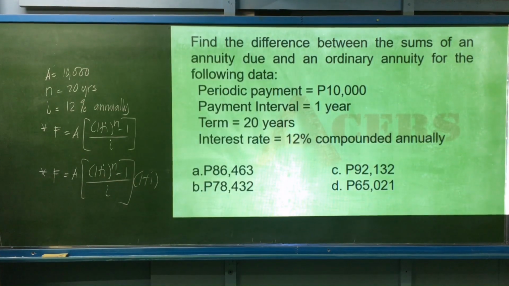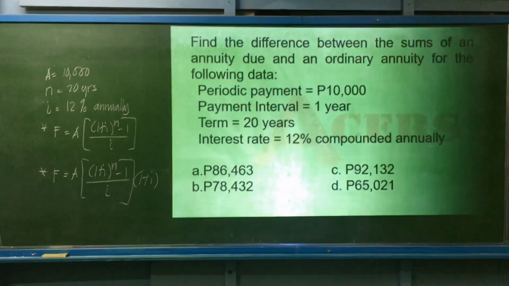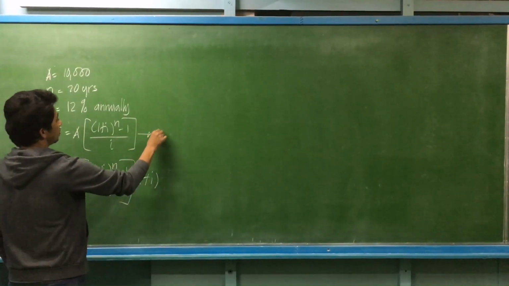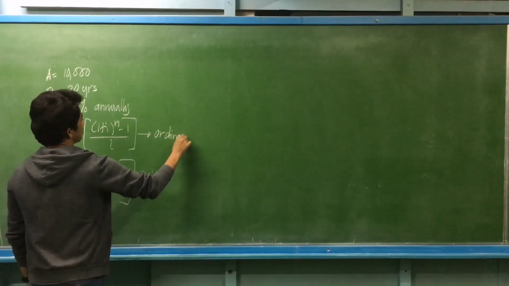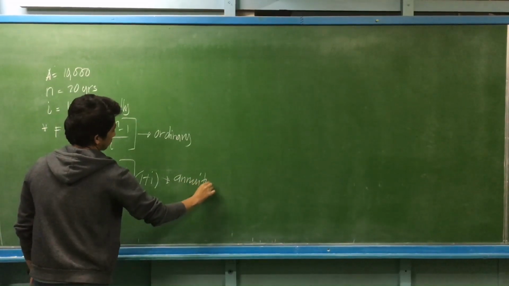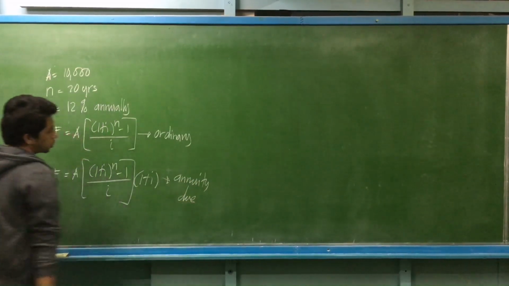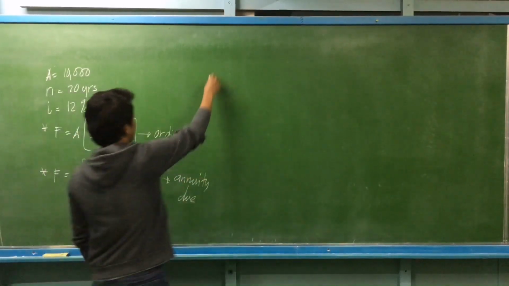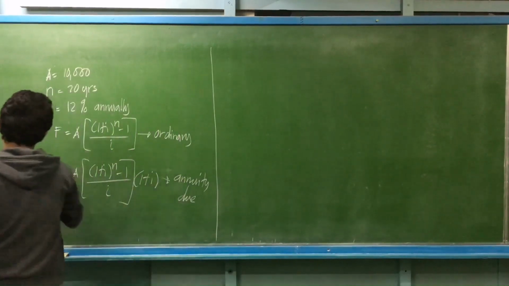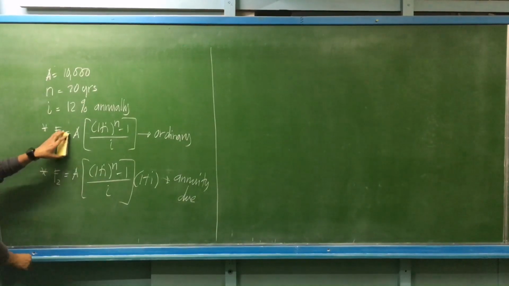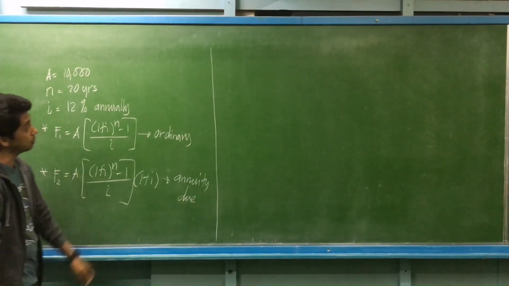So we are looking for the difference. Okay? So this is the ordinary, and this is the annuity due. So which of them will give the higher value? That is the annuity due. So let's say future number 1 is the ordinary, and future number 2 is the annuity due.